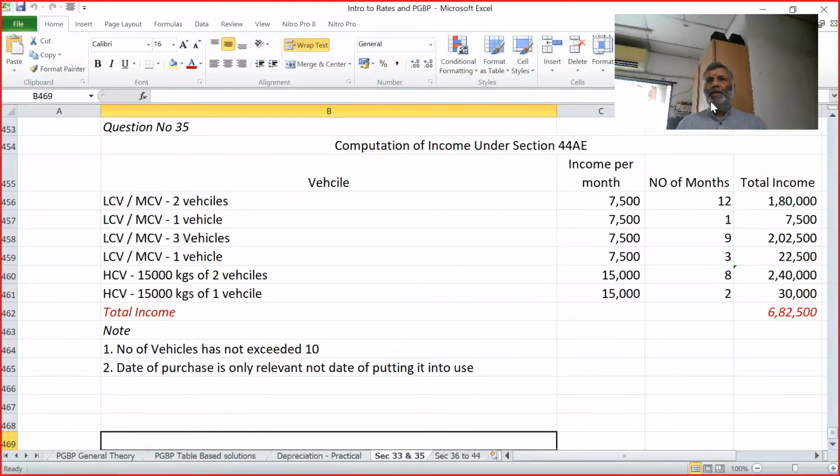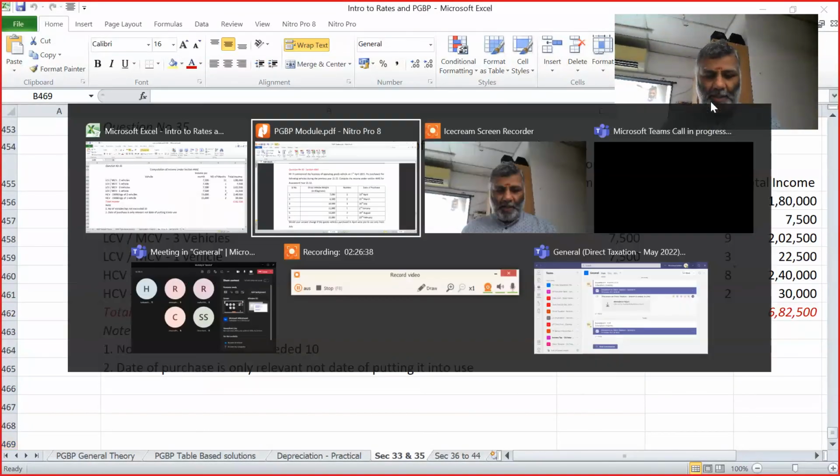Am I clear? 6,82,500 depending upon the number of vehicles. Okay. An assessee carrying on multiple businesses, one of the businesses is this. He has so many vehicles. It can be a question. You should remember the rates and other things. It can be a questionable area.